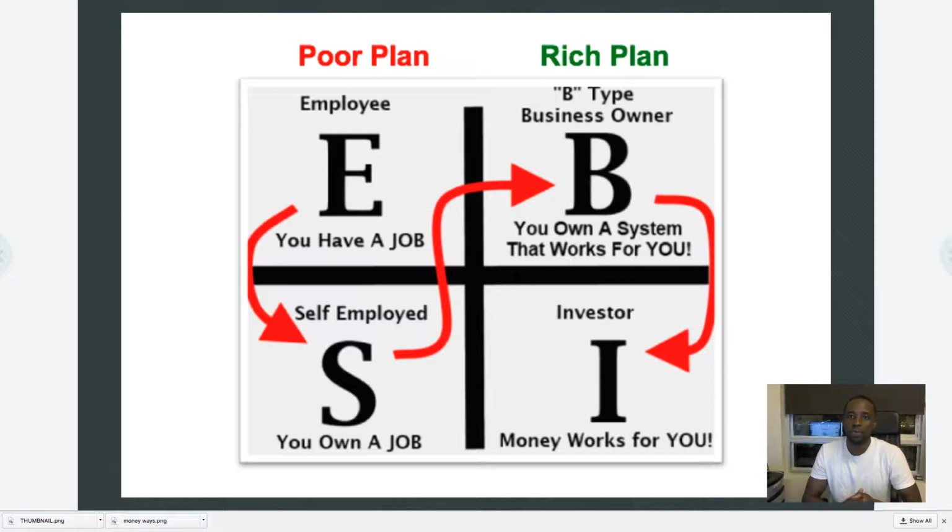And then over there in the B quadrant, this is a business owner, a big business owner. You own a system that works for you.